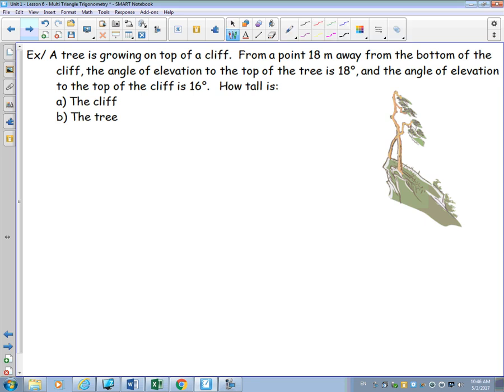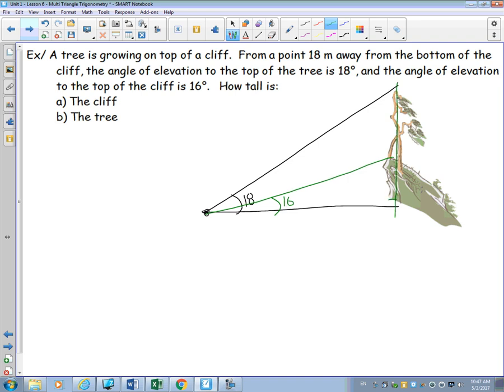So we're over here. If we look straight, we'd be looking at the bottom of the cliff, but we're not. We're looking upwards, and the angle of elevation to the top of the tree, so this angle right here, is 18. We're also looking up at the top of the cliff. Top of the cliff, angle of elevation is 16. And if I think about this as being right angled, I've got two problems again.